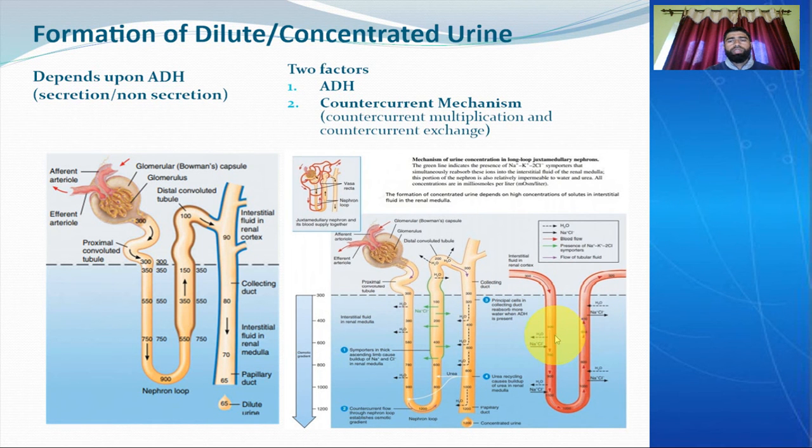This osmotic gradient increase, multiplication or countercurrent exchange, as well as the factor of ADH, all these factors collectively are responsible for the formation of concentrated urine, and concentrated urine is about 4 times more concentrated than this 300 milliosmoles per liter fluid that enters into the PCT.